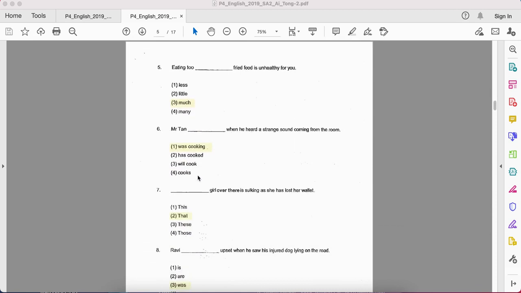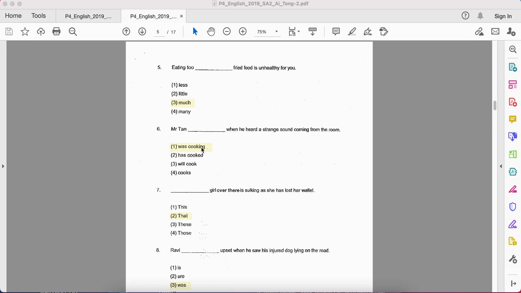Now, question number 5. Eating too blank fried food is unhealthy for you. So if you look at the answers, you've got less, little, much, and many. So eating too much fried food is unhealthy for you. That is going to be the right answer because you're referring to the plural, okay? Too much fried food, that's basically all sorts of fried food. Can be whatever you want. It can be donut, a fried donut, whatever else. So it's going to be much as the most appropriate answer.